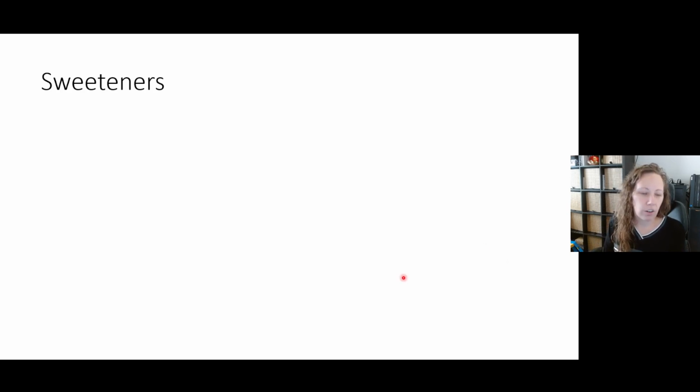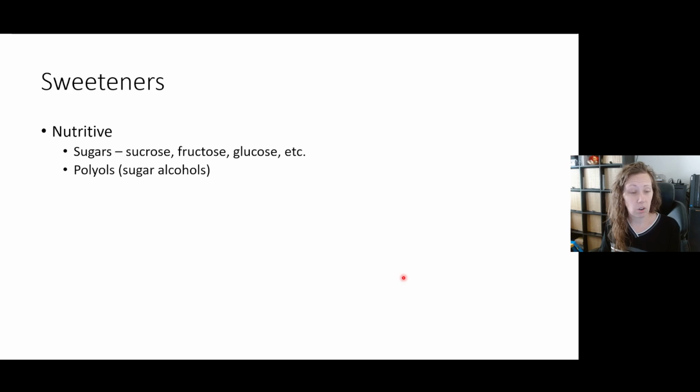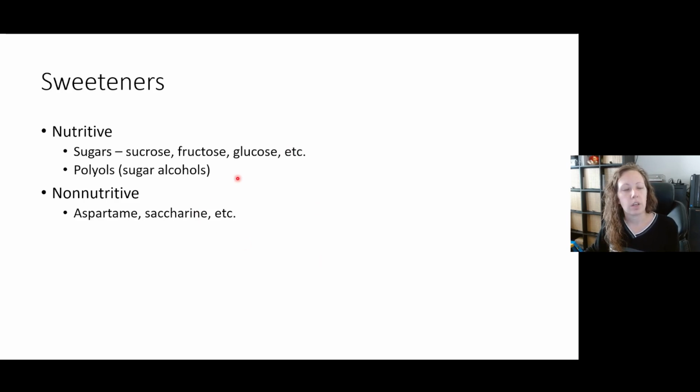Okay, and then our final additive subcategory under our sensory additives is sweeteners, and I'm not going to spend much time on this at all because we just finished going through a big chapter on sweeteners. Okay, so once again, we have the nutritive sweeteners, we have non-nutritive sweeteners, and you remember which ones are in each of those, right? In the nutritive, we have our different sugars, as well as our sugar alcohols, which are lower in calories, but still contain calories. And then our non-nutritive includes things like aspartame, saccharin, sucralose, etc.